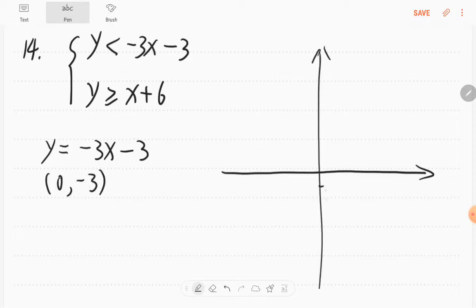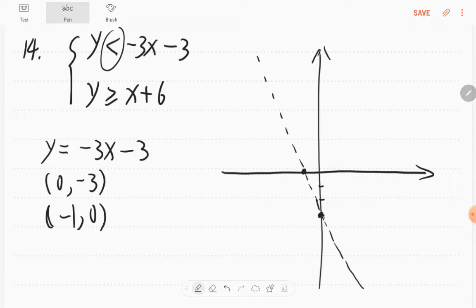So this would be 1, 2, 3. This is this point. If y equals 0, x would be -1, right? So -1 is here. This is another point. You use a dashed line because here it is less than. The equal sign is not included. That means the boundary cannot be included.